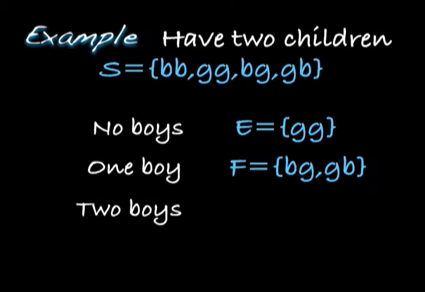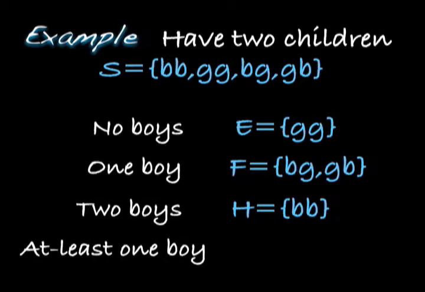The event of having two boys. Having two boys means just that. Look at the sample space. Determine which outcomes are associated with having two boys. The BB is the only outcome associated with having two boys.